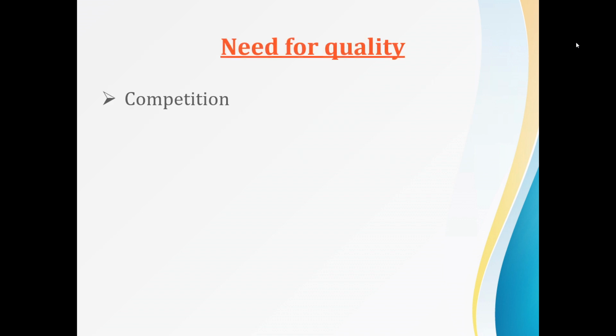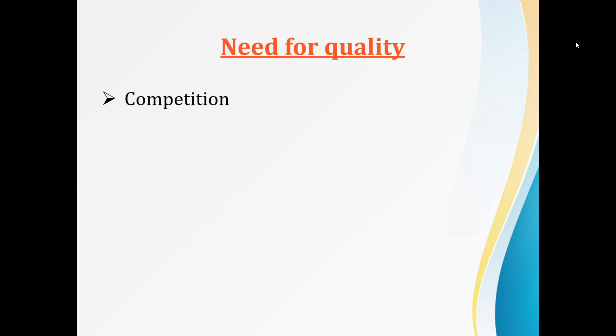Next, we will be discussing the need for quality. So why are we going for quality? First one is competition. Today's market demands high quality products at low cost. So what it means is that having a high quality product is not enough; the maintenance cost should also be very low. So that is one criterion for the quality need.